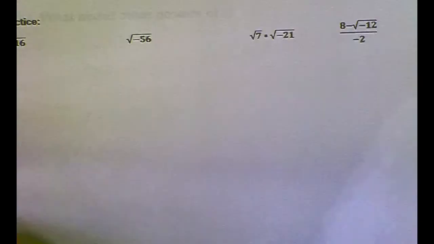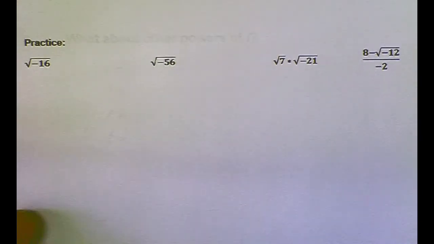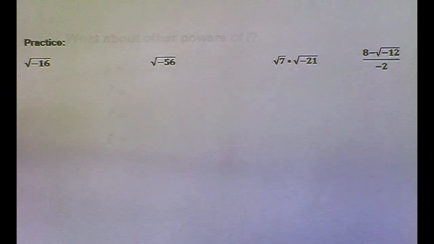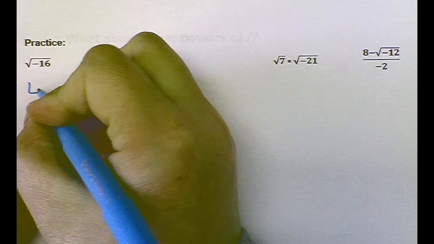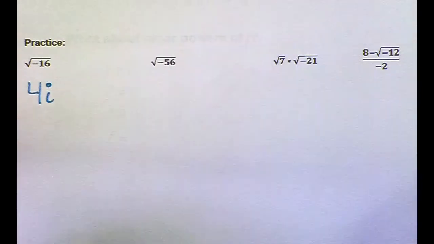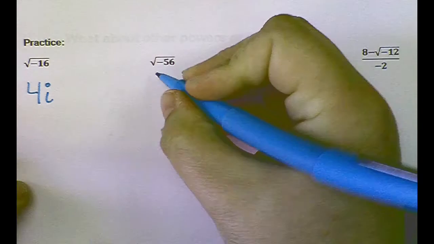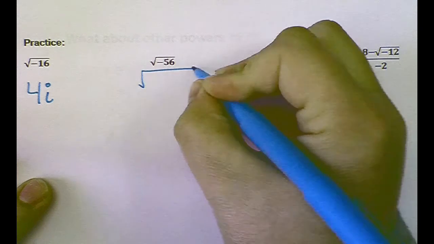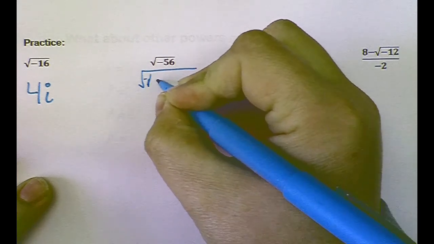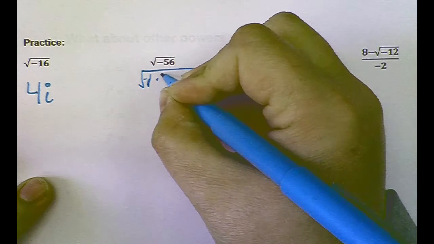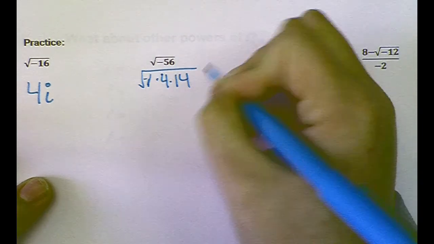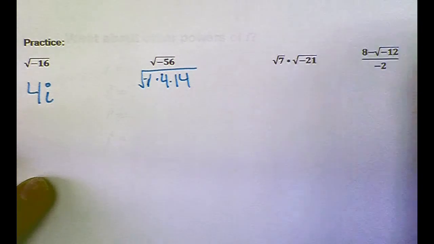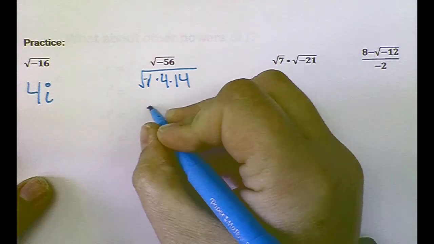So let's try a few more here. The square root of negative 16. Well, remember I break apart that. The square root of 16 is 4. The negative 1 gives me an i. 56 gets a little more complicated. I need to turn it into a negative 1 times 4 times 14. Okay, 14 can't be broken down anymore. The square root of 4 is 2.